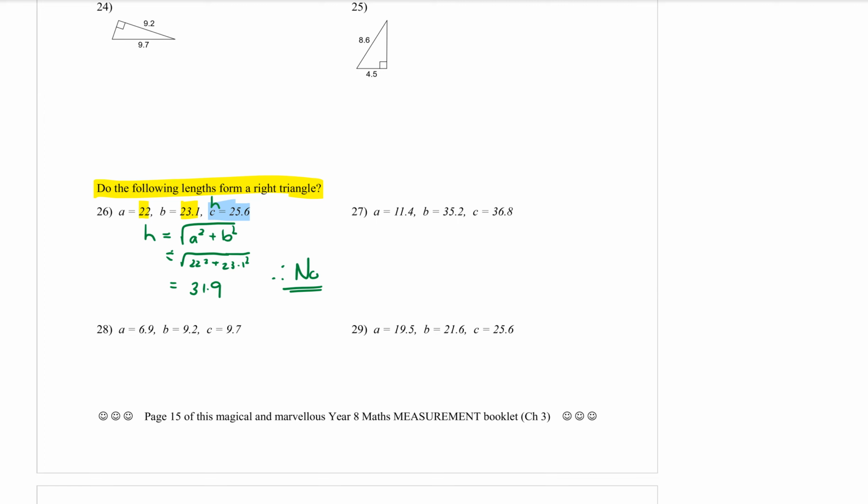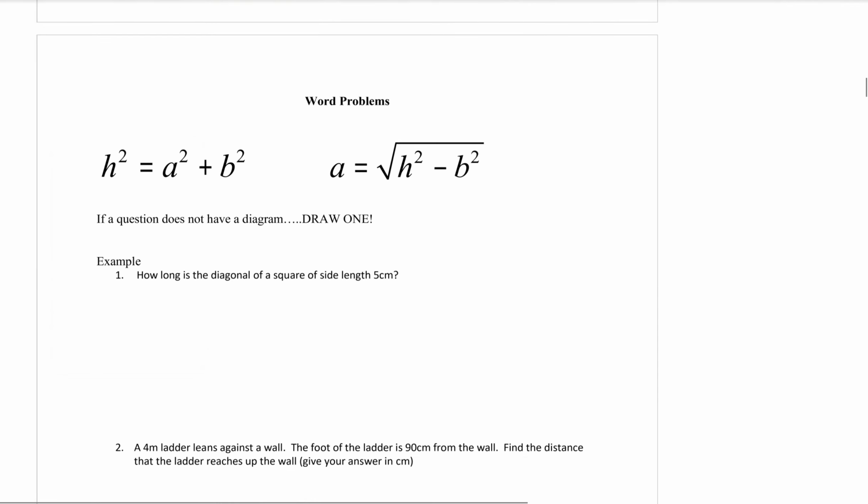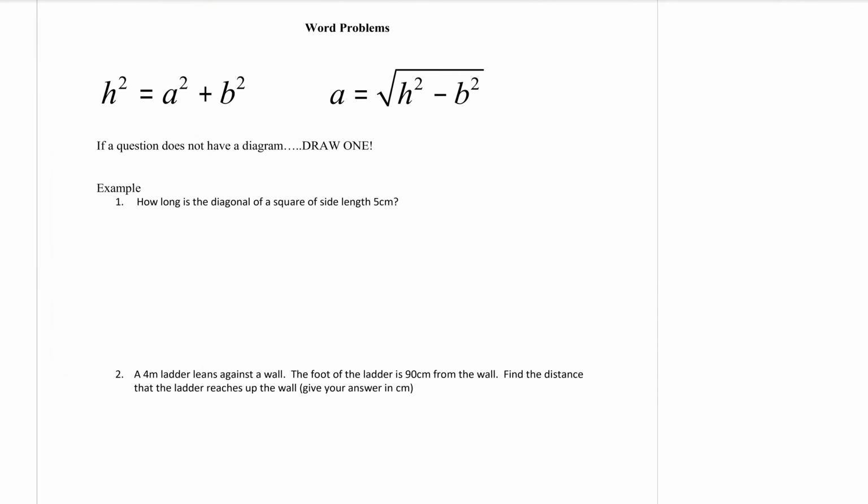But today we also, which is why I asked you to get a head start, we also want to have a look at these word problems here. There's no new rules. The only difference with these questions is that we have to be able to draw the diagram to work out what we're trying to find. Are we finding a shorter side? Are we finding a hypotenuse?